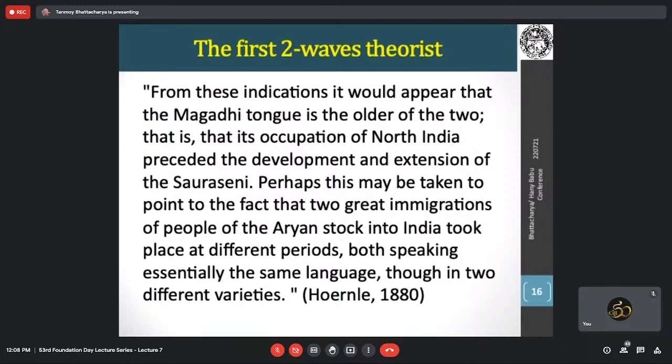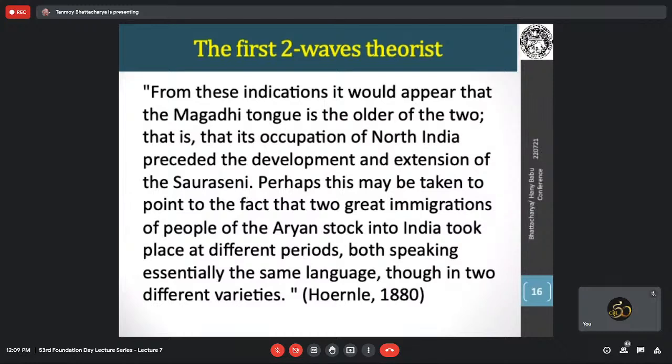And he in fact wanted to write a book, he says in the introduction, on the Eastern Hindi languages. But then it became too specific and he was advised to write a book on comparative grammar, and he did that. But it's a very illustrative introduction that one should read. And you can easily guess from this quotation, which I'll read out for everybody: from these indications, it would appear that the Magadhi tongue is the older of the two.